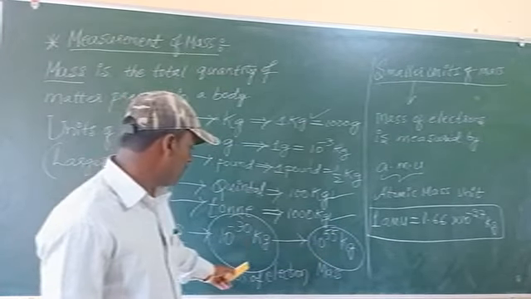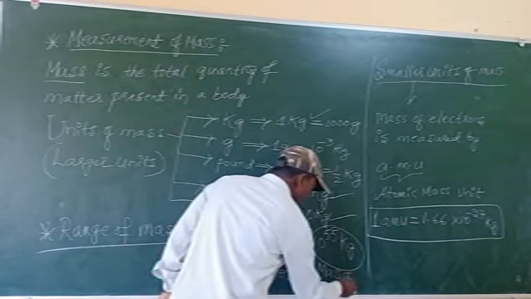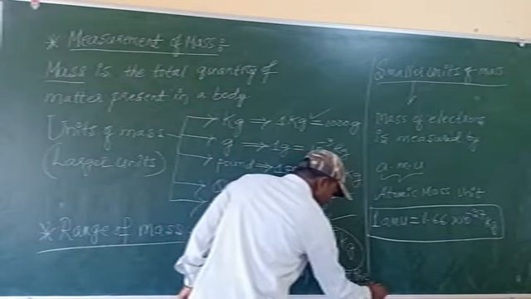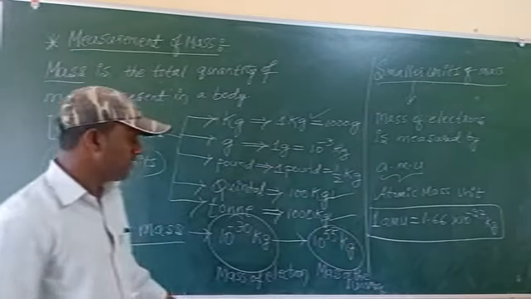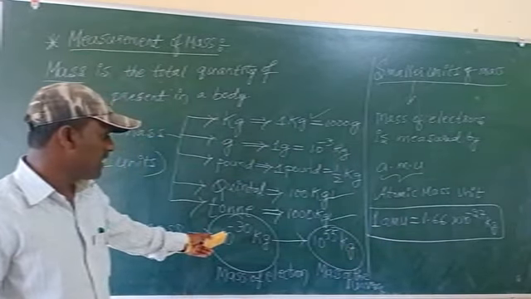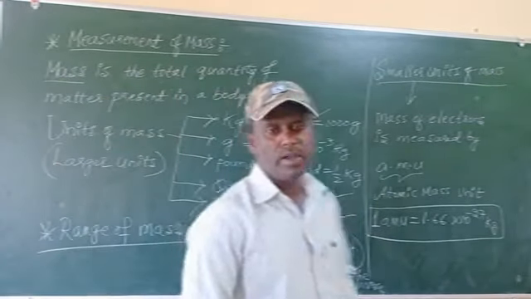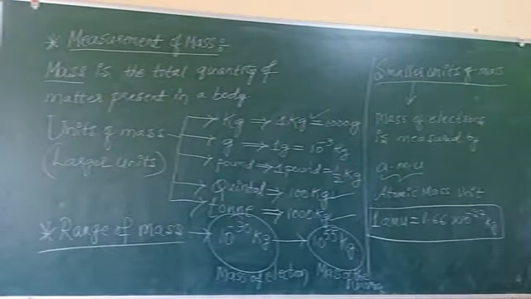So the mass of an electron is at one end, and the mass of the universe at the other. What is the range of mass? 10 to the power of minus 30 kg to 10 to the power of 55 kg. This is the range of mass.